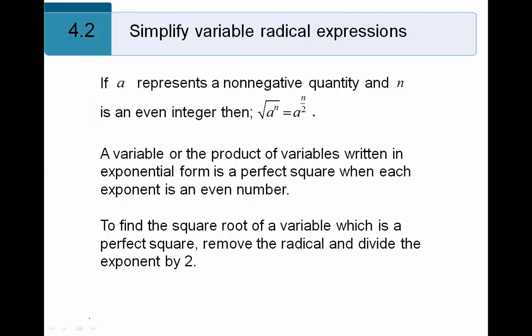If a represents a non-negative quantity and n is an even integer, then the square root of a to the n is equal to a to the n divided by 2. A variable or the product of variables written in exponential form is a perfect square when each exponent is an even number, which I showed you on the previous slide. So if a variable has an even exponent, we know it's a perfect square. And to find the square root of a variable which is a perfect square, we're just going to remove the radical and divide the exponent by 2. So this sums it up right here, okay?